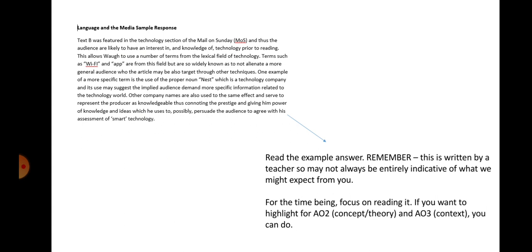For the time being, I think you should focus just on reading it. If you're someone who wants to, you can highlight for AO2, that's concepts and theory. You can highlight for AO3, context. It's up to you. But basically, it's designed to be one that you can use in the next task. It's a good answer, of course. Therefore, if you want to pick it apart a little bit first, so look for the two different criteria, by all means do.